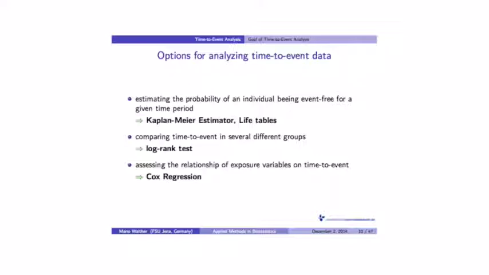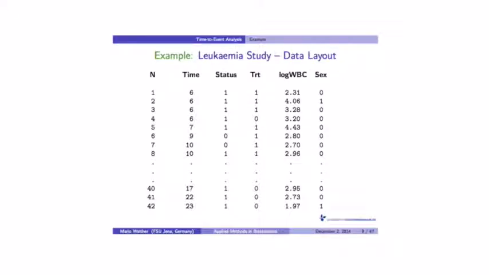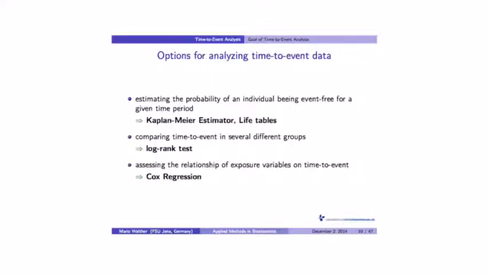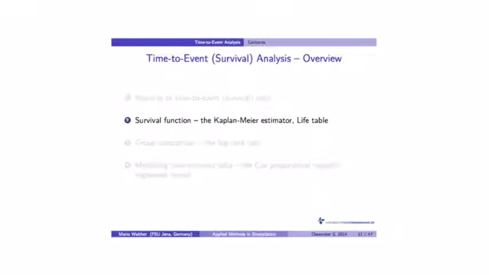And then, last but not least, we want to assess the relationship of exposure variables with time-to-event data, which can be done by applying the Cox regression. We want to consider whether the treatment, the logarithm of white blood cell counts, or the gender have an effect or impact on the event time, which can be handled statistically with so-called Cox regression. So let me start with introducing the concept of the survival function and the estimation of the survival function, which can be done by the Kaplan-Meier estimator or life tables.